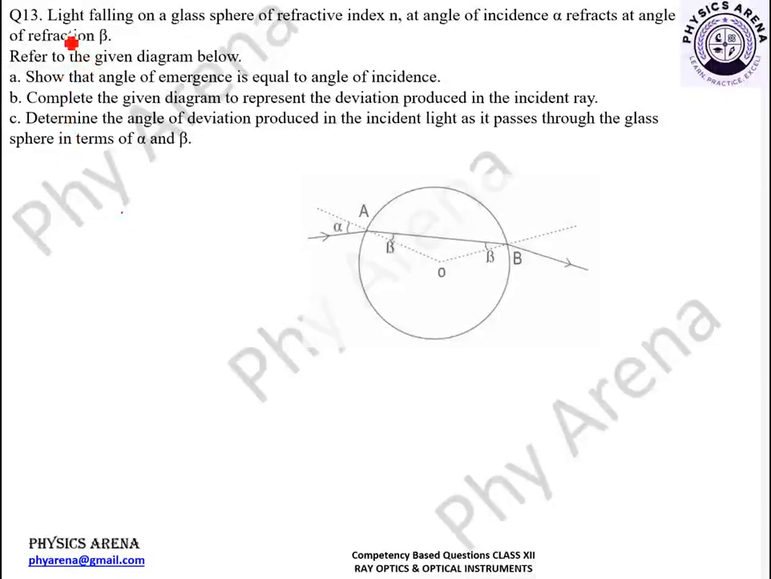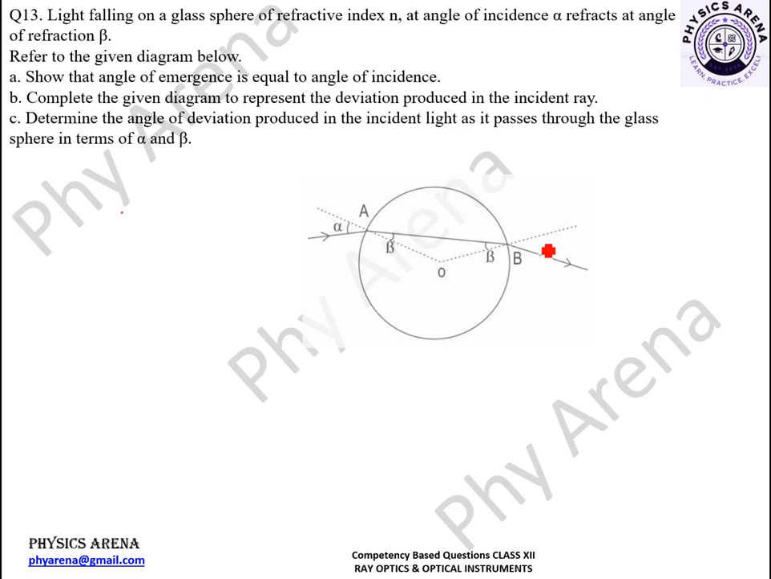Question 13. Light falling on a glass sphere of refractive index n at an angle of incidence alpha refracts at angle of refraction beta. We need to answer the three given parts. Show that the angle of emergence is equal to the angle of incidence.